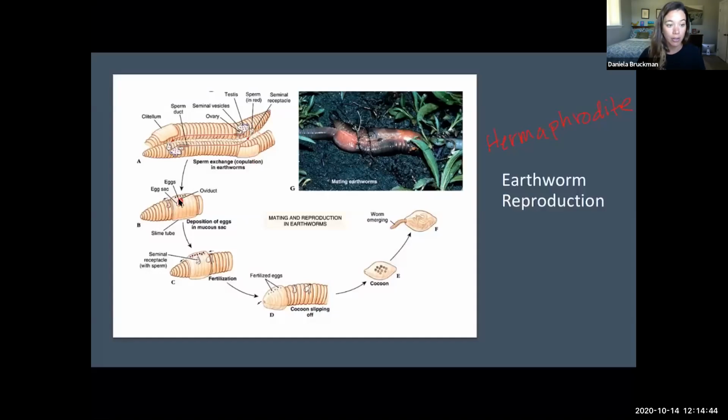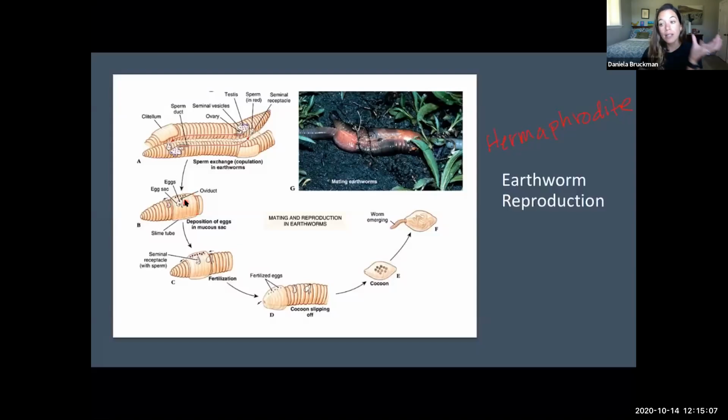Okay, now the next thing that happens is each of these worms is going to produce eggs. And so notice that there is an ovary and there's an oviduct that is going to release eggs. And those eggs get released where? They get released into this little membrane that is born from the clitellum. Okay, so remember that clitellum. The clitellum basically makes this little membrane. And that membrane holds the eggs.